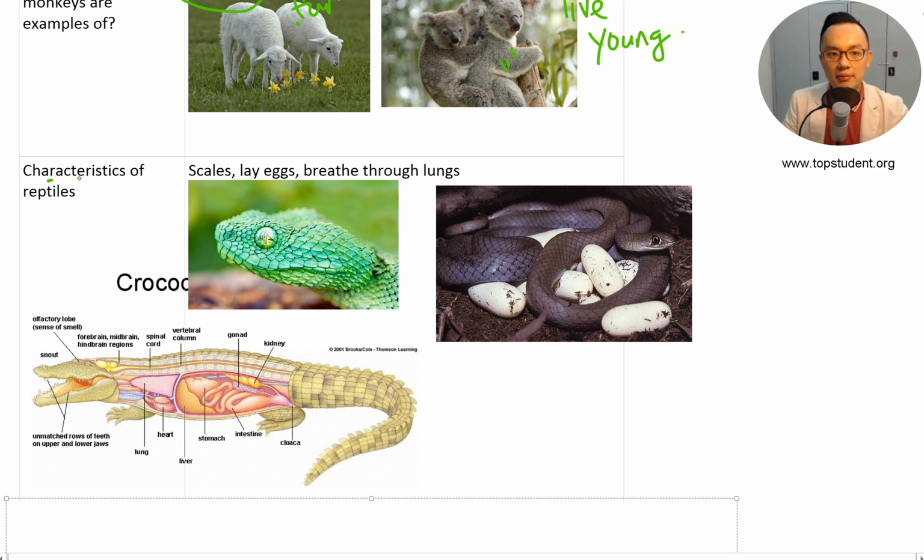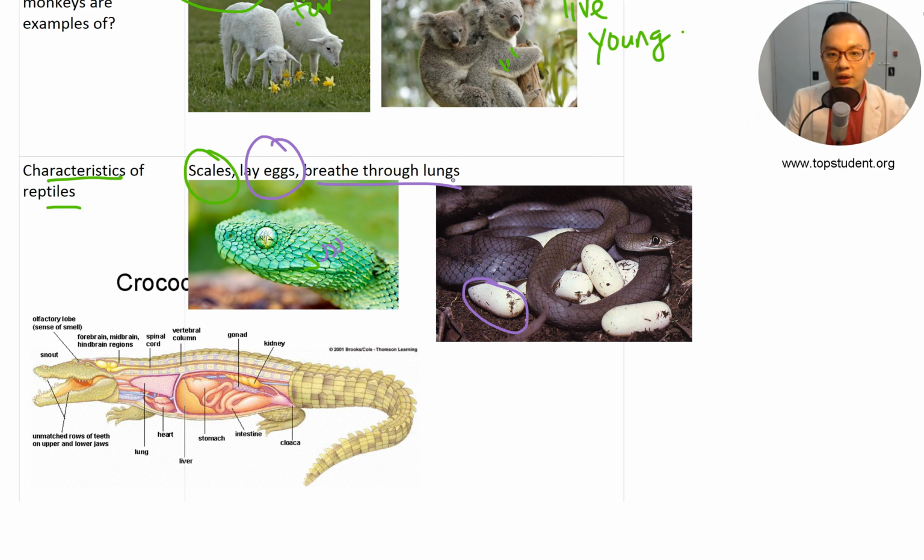But let's look at some characteristics of reptiles. They have scales. All right, so all these are the scales of the reptiles. They lay eggs, so these are the eggs as well. They breathe through lungs. So if you look over here, you can actually see the lungs. Yeah, so these are the lungs over here. All right, these are the lungs of a crocodile. And they breathe through lungs.